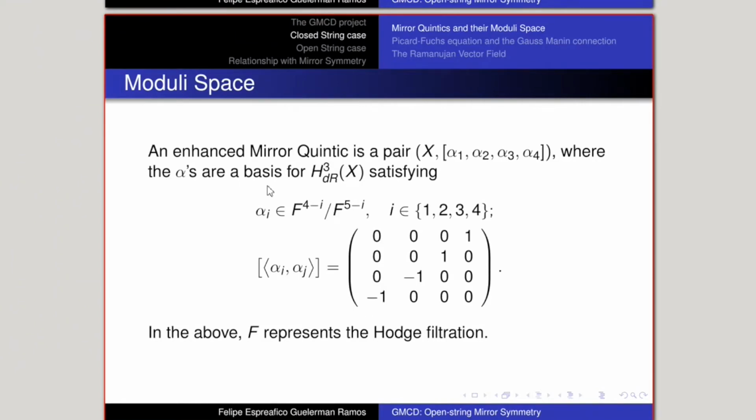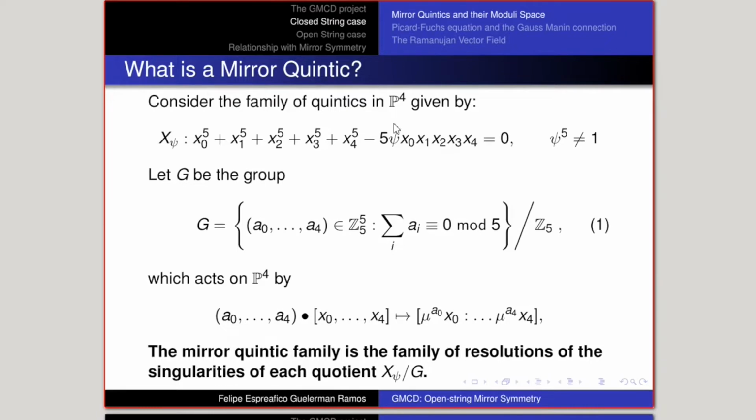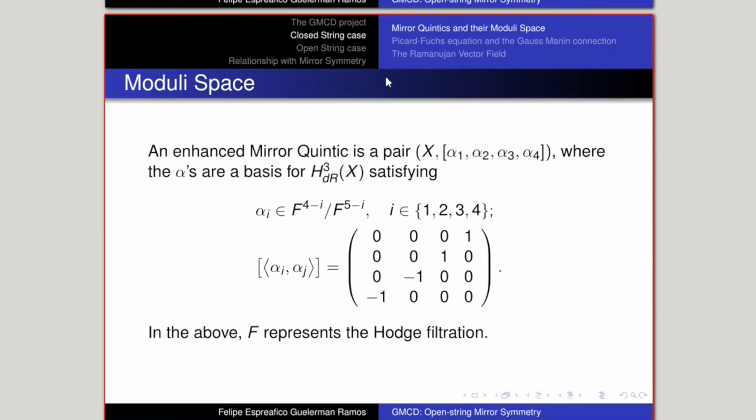Let me explain now what an enhanced mirror quintic is. It's the same thing as in the elliptic curve case. You consider a pair, a mirror quintic and a basis for the third cohomology. These are threefolds because they are quintics in P4, so they have dimension 3. That's why we are considering the third algebraic cohomology. And again, we have these two conditions.